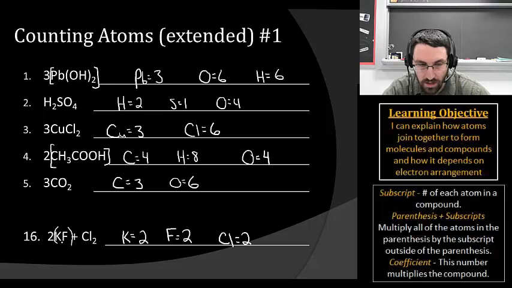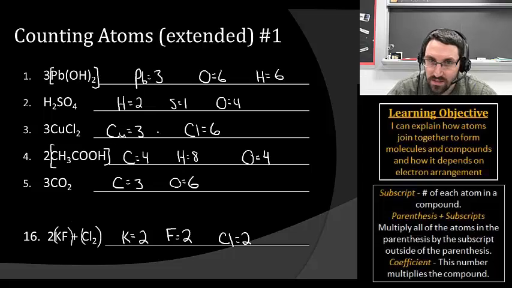because this is one compound, this is the other compound. So the 2 does not distribute all the way over here. It just multiplies everything inside of its compound. So that's examples on how to count atoms.